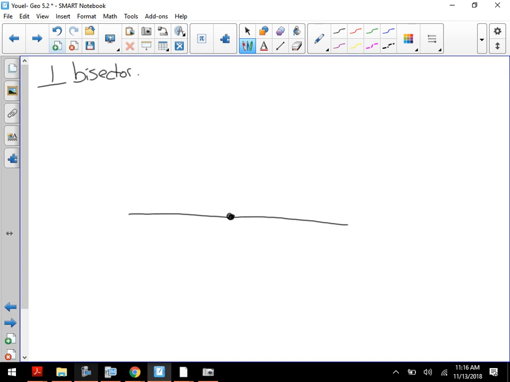In years past, we used to do perpendicular bisectors. Okay. In years past, thank you. Did you have your name on it? No. Oh, you found it.